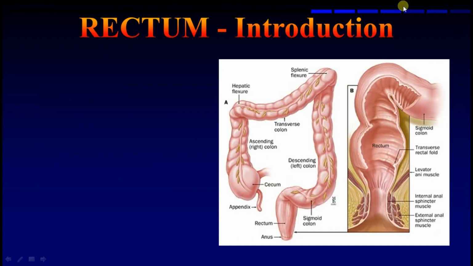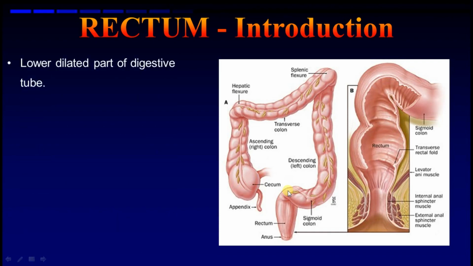Now, we all know the large intestine starts with the cecum, and we call it the colon: ascending colon, transverse colon, descending colon, and then the sigmoid colon. Beyond the sigmoid colon, the rectum starts at the rectosigmoid junction, and it is the lower dilated part of the digestive tube.